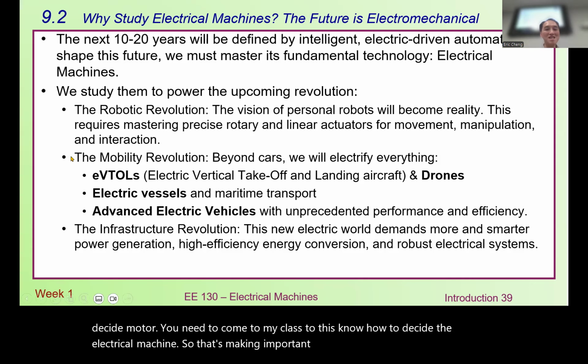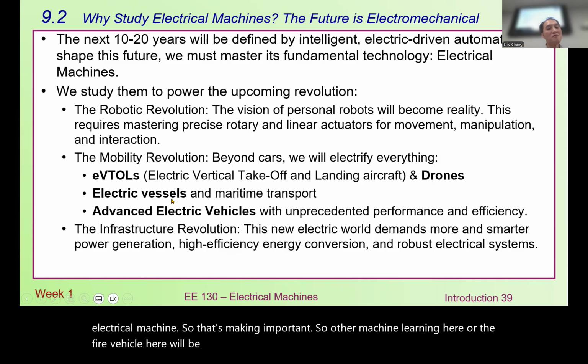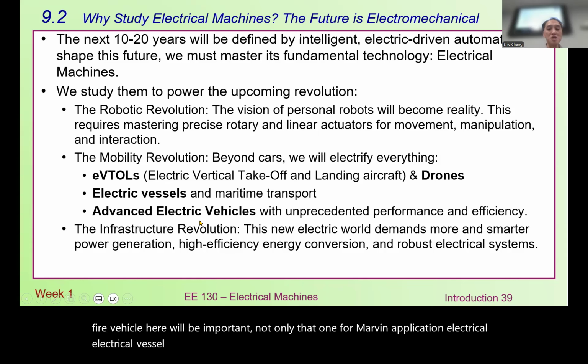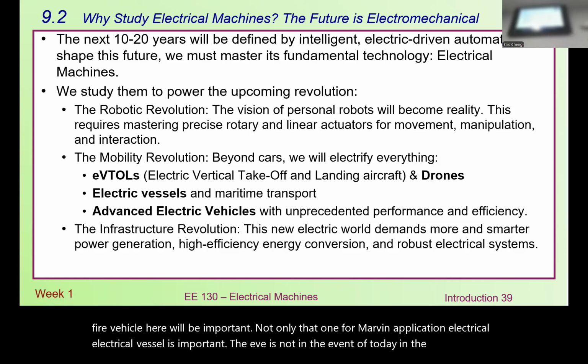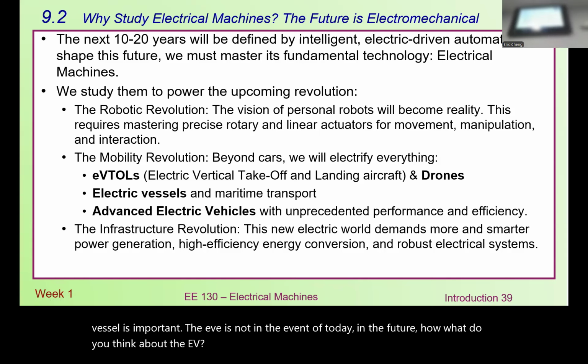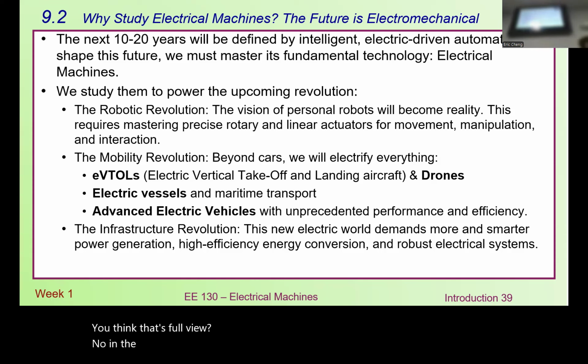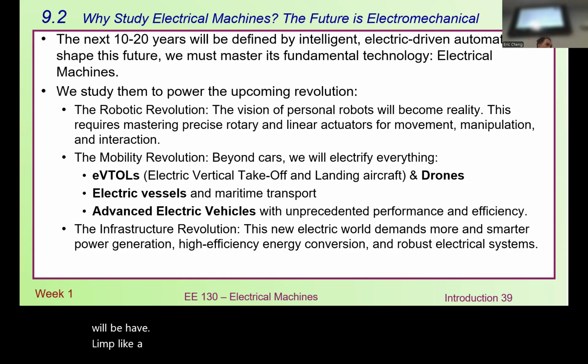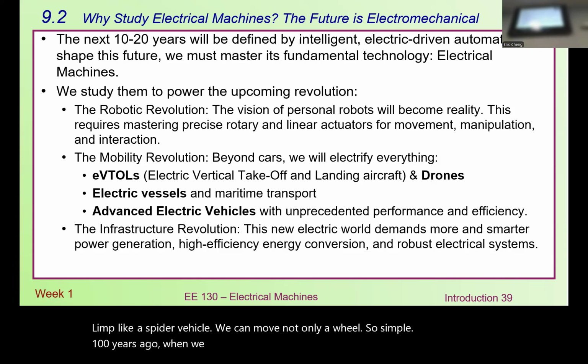Other machines like the flying vehicle here will be important. Not only that, for marine application, the electric boat, electric vessel is important. The EV is not only EV today. In the future, what do you think about the EV? Do you think that's four-wheel? No. In the future, the EV is not only the wheel. We're expecting the electric car will have limbs like a spider vehicle. We can move, not only with a wheel, so simple. 100 years ago, when we first developed the vehicle, we used wheels because it was simple.